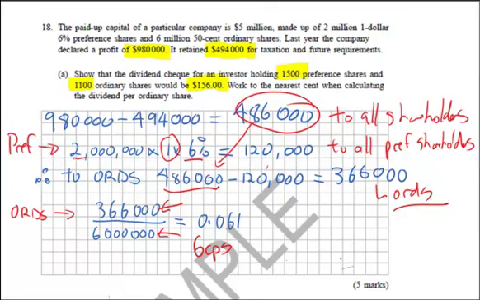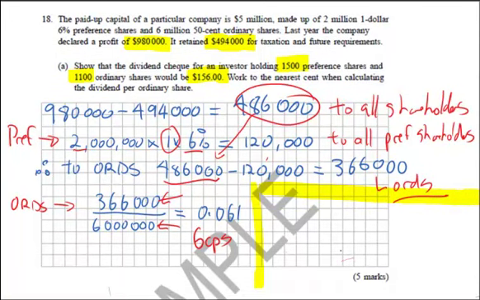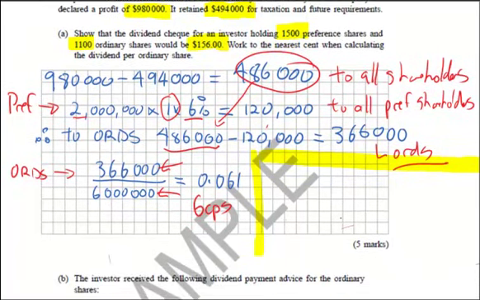The question then says, okay, if you've got this many shares in terms of 1,500 preference shares and then 1,100 ordinary shares, how much money are you going to get? So it's just a calculation of 1,500 preference. Now remember, when you do the preference ones, you just times it by the par value, then times it by 6%, which is 0.06, which means there's $90 coming from them.